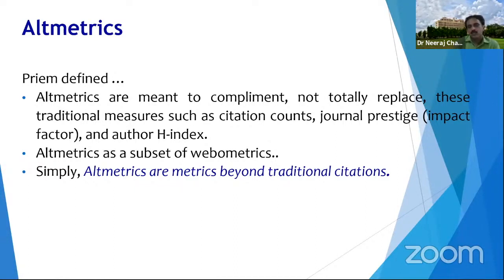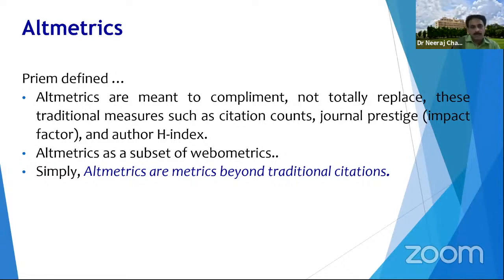Altmetrics are meant to complement. This is not a replacement. This is one of the complements to the H-index or citations, or you can say the impact factor. It is not totally replacing the traditional measures which we were traditionally using.